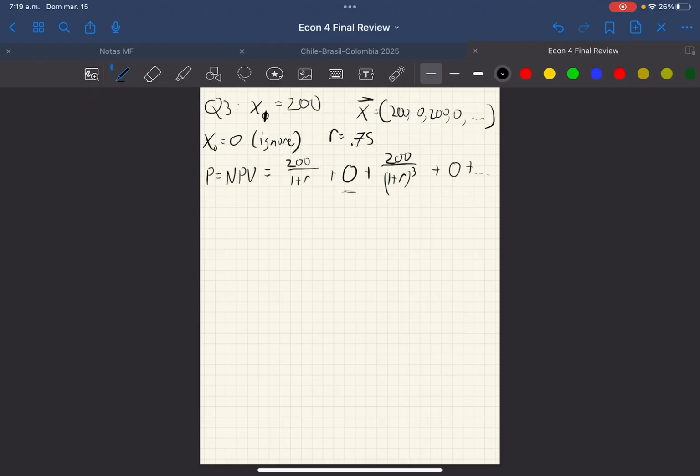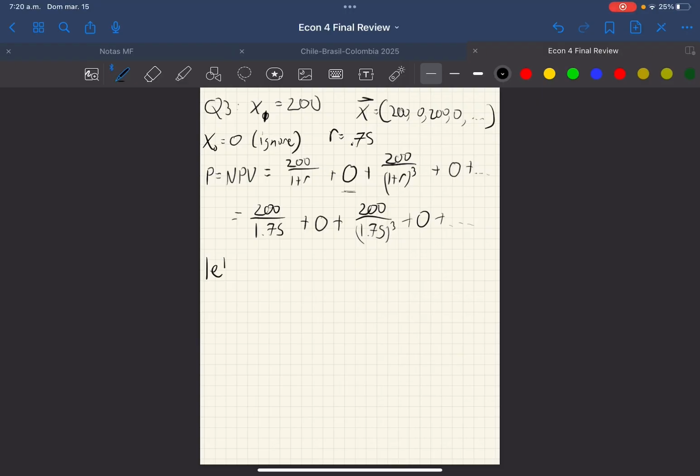If you plug in the numbers just to see what this looks like, you'll get 200 over 1.75 plus 0 plus 200 over 1.75 to the 3 plus 0 plus so on. Because this is a perpetual payment, we can't just do this and then be done. Instead, we need to work with this to get it into a form that allows us to use the equations we know for calculating the value of perpetual or infinite sums.